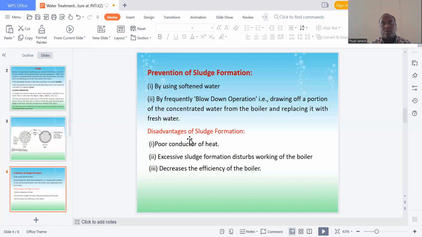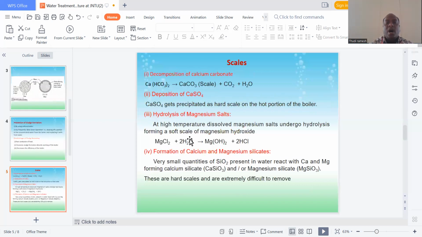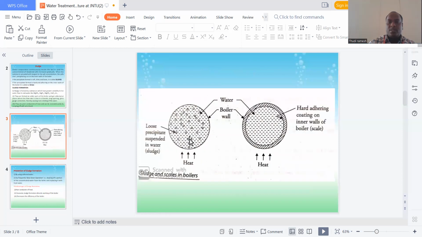Whereas the scales are the hard, sticky, adherent precipitates. In the diagram, you can see that the scales are formed along the inner walls of the boiler material. So the difference between scale and sludge is this one.